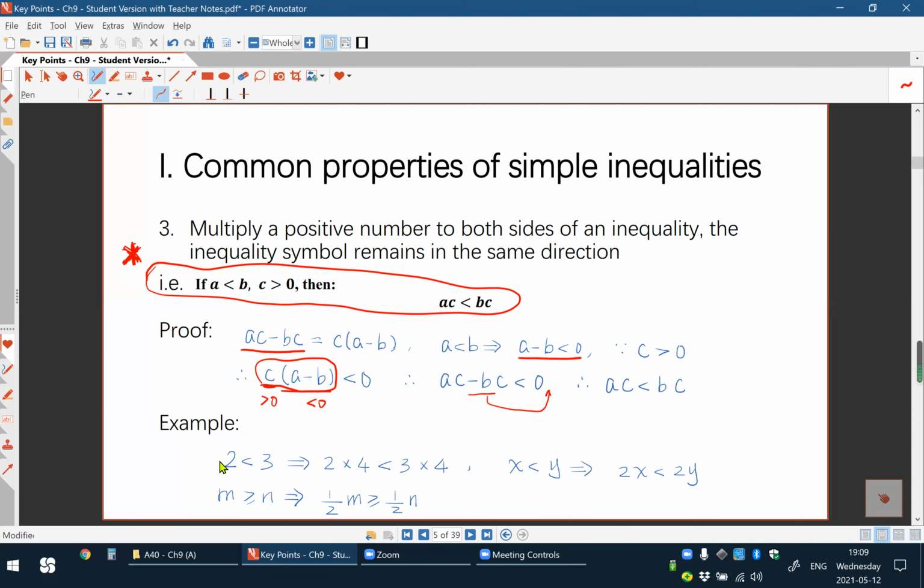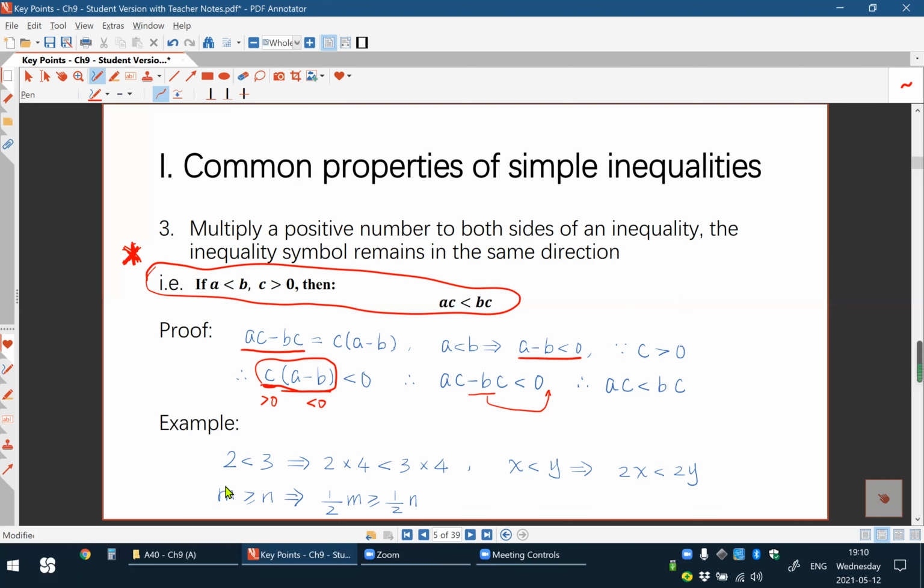Okay, for example, 2 is smaller than 3. And then we know that if we times 4 to both sides of the inequality, the inequality symbol remains in the same direction. That means 2 times 4 is smaller than 3 times 4, okay? And if we know that x is smaller than y, and we times 2, a positive number, to both sides of the inequality, we get 2x is smaller than 2y.